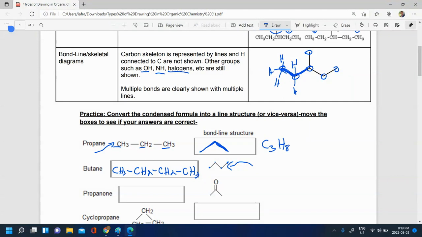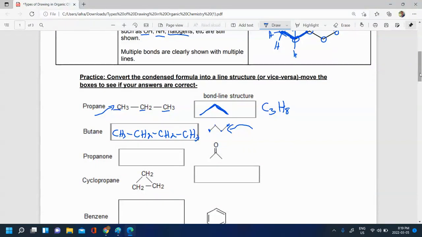General rule is that if you only have carbons and nothing else connected to them, typically the ones at the end are going to be CH3, and the ones in the middle are going to be CH2, unless there are other things connected to them or there are double bonds or triple bonds.